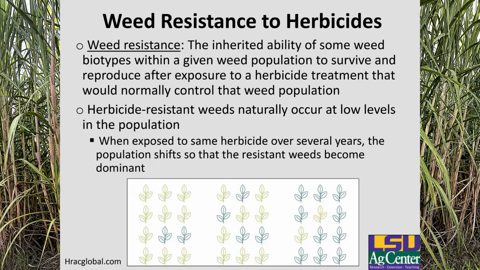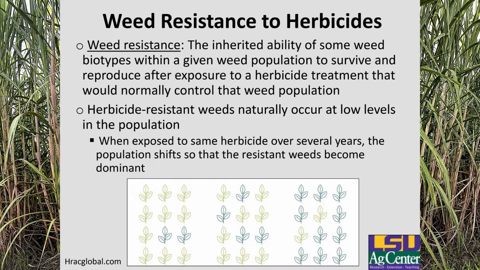What is weed resistance? It is the inherited ability of some weed biotypes in a given population to survive and reproduce after exposure to a herbicide treatment that would normally control that population. Herbicide-resistant weeds occur naturally at low levels in the population, and when exposed to that herbicide year after year, the population shifts so that the resistant population becomes dominant.